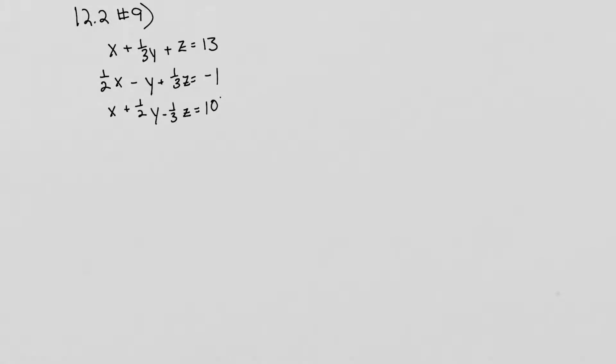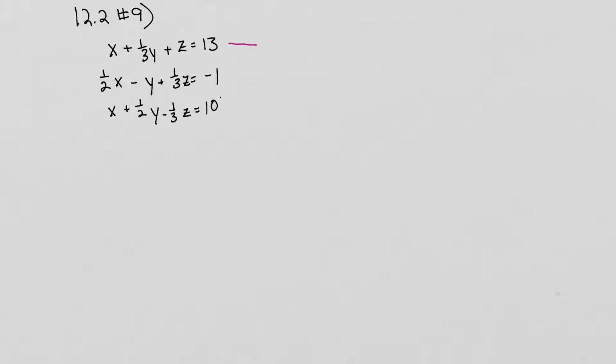Here in 12.2, number 9, we have three equations with three variables. We need to find the x, y, z that makes all three true. To do that, we start out by making these nicer equations. In other words, we don't want fractions in them. So look at each equation and decide the least common denominator to multiply by to eliminate fractions.